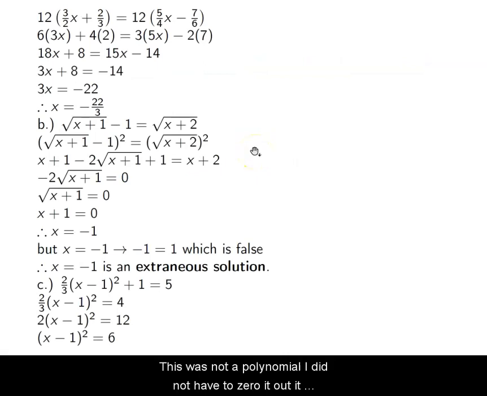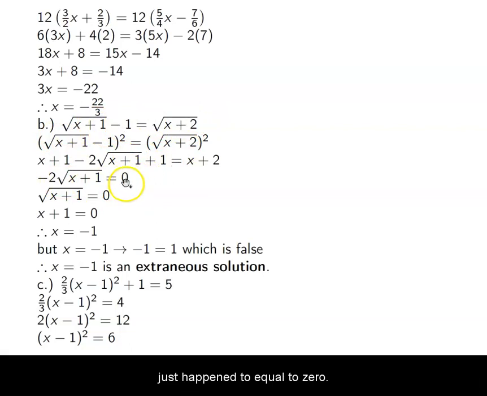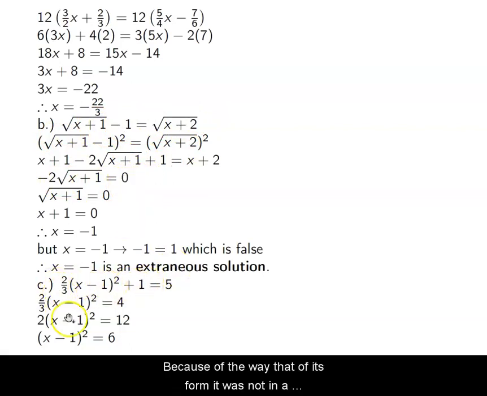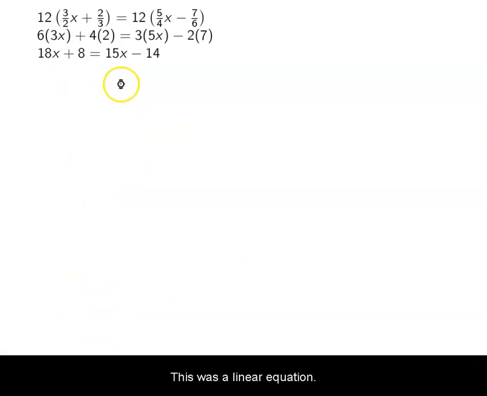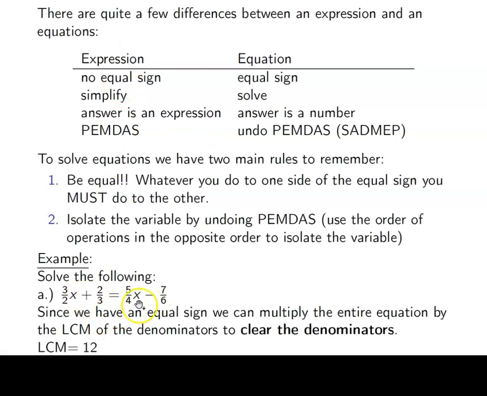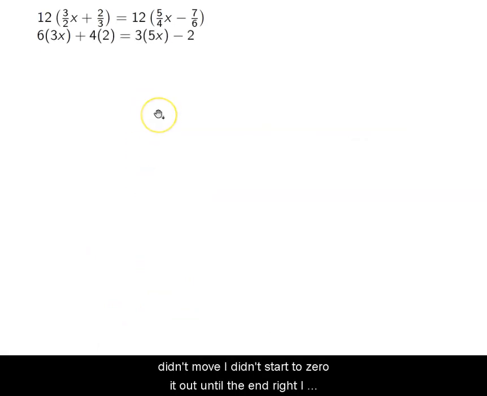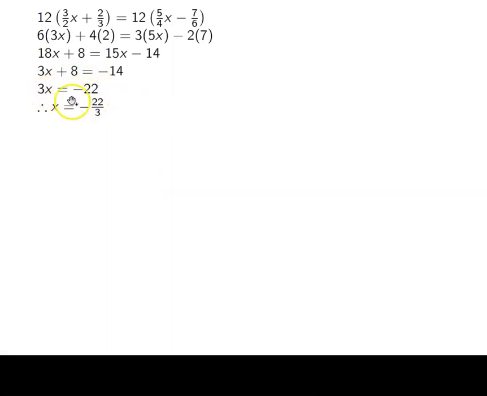So, again, this was not a polynomial. I did not have to zero it out. It just happened to equal 0. Here, because of its form, it was not in a polynomial form, so I did not have to zero it out either. This was a linear equation. I didn't have to move everything to one side to solve. It was easier to solve it by clearing denominators. So it is a polynomial, a first degree polynomial. However, I didn't start to zero it out until the end. I could have had this as 3x plus 22 is 0, but I still would have had to move this over to solve for x.